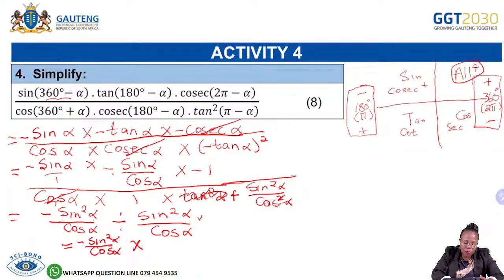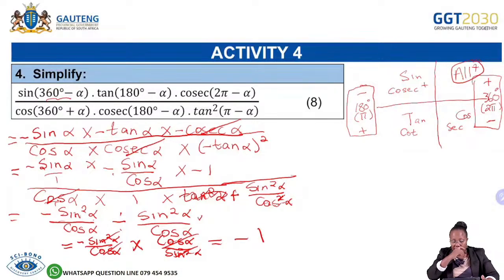We change this to multiplication, it will take the reciprocal, cos alpha over the sine squared alpha here. And the sine squared goes once, cos alpha goes once, then the answer will just be -1.